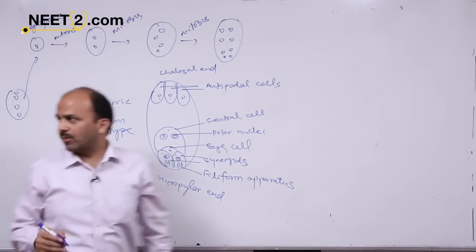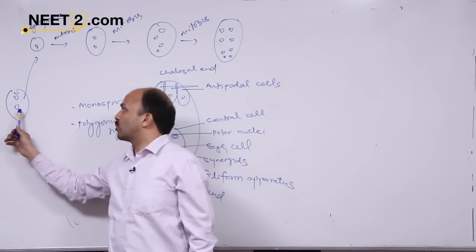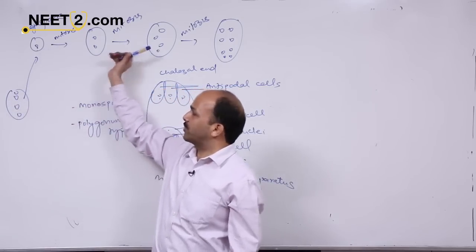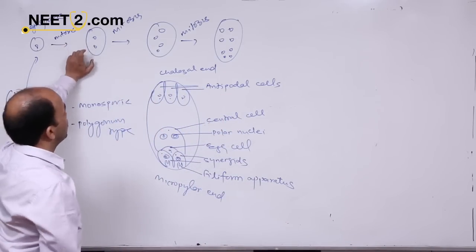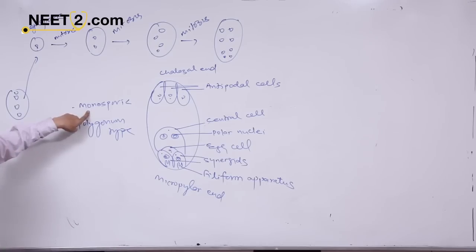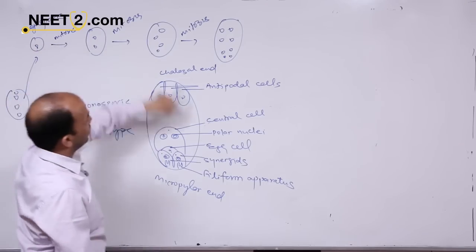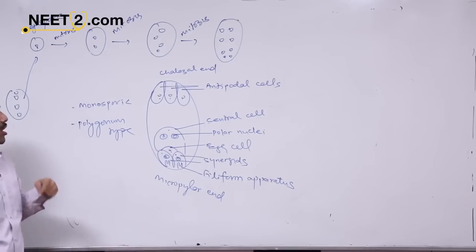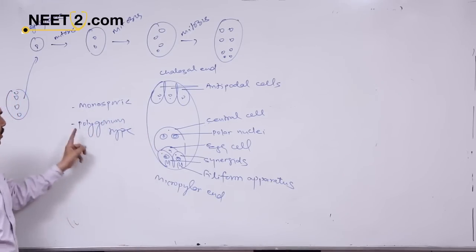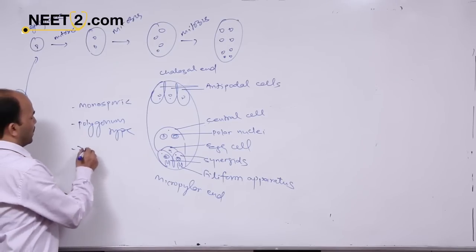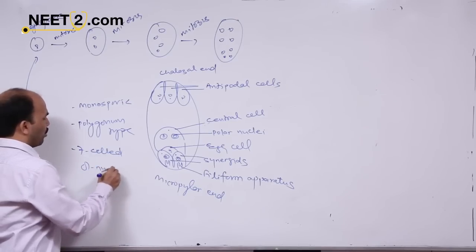In certain cases, 2 out of the 4 megaspores will participate in female gametophyte development. If 2 megaspores participate, the development will be called bisporic. And in remaining cases, all 4 megaspores will participate in the development of the embryo sac, and then it will be called tetrasporic. But the most common embryo sac is the monosporic, also called polygonum type, that is the 7-celled 8 nucleate structure.